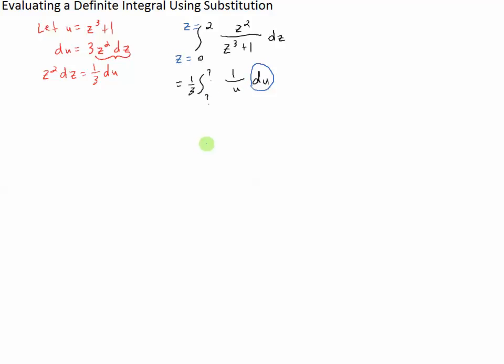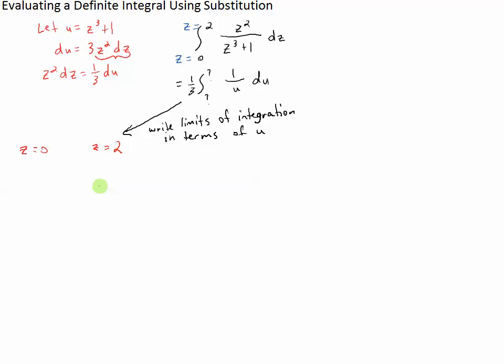Okay, so we've got two options for actually evaluating this integral now. We'll do this option first, where we write the limits of integration in terms of u. Okay, so right now our limits of integration are z equals 0 and z equals 2. So what does that tell us about u? Well, luckily, we have a relationship here in this equation, u equals z cubed plus 1.